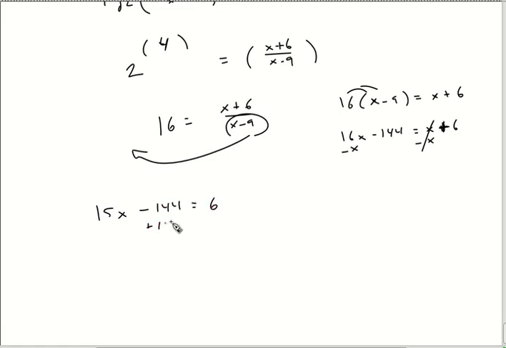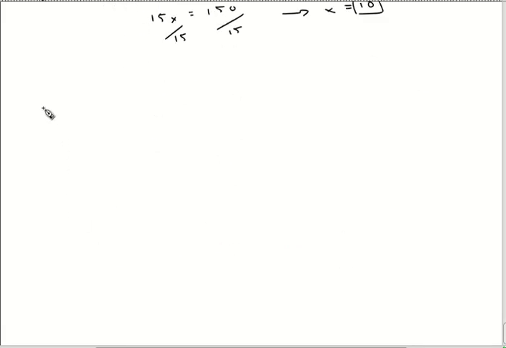Minus 144 is equal to 6. I can add the 144. So 15x is equal to 150. Divide by the 15. x equals 10. Cool. We still got more. Always got more.